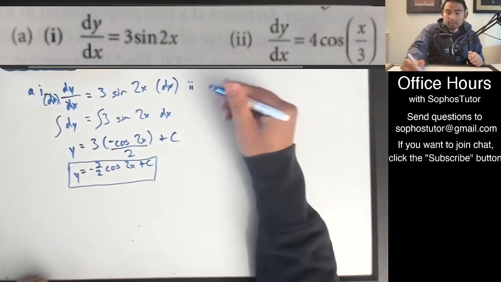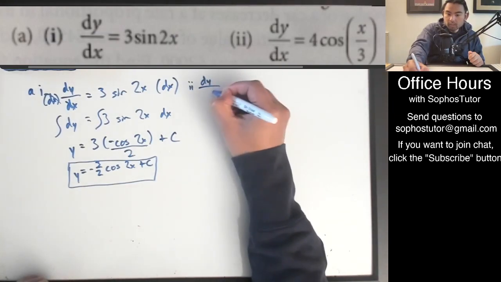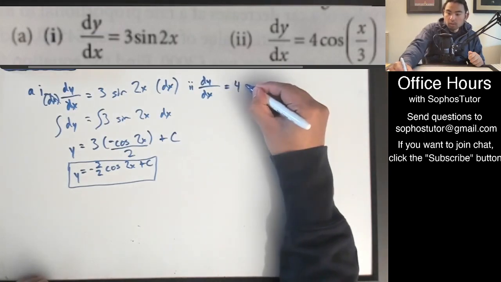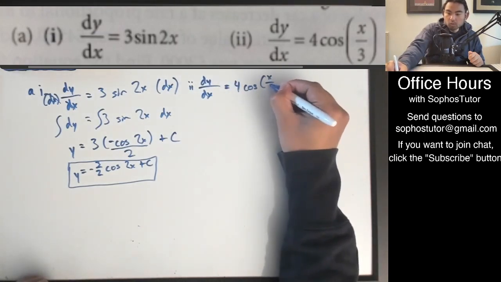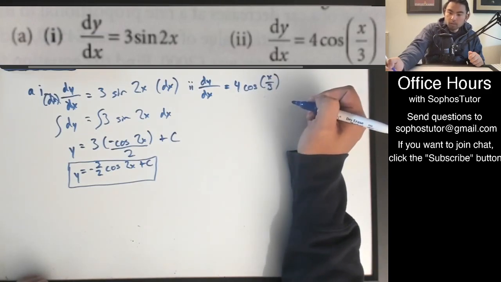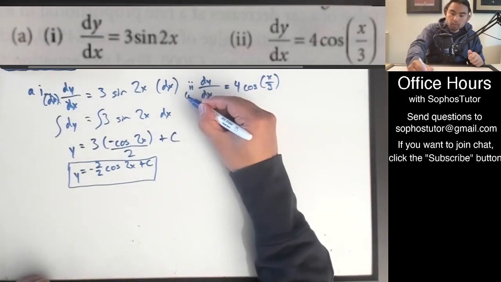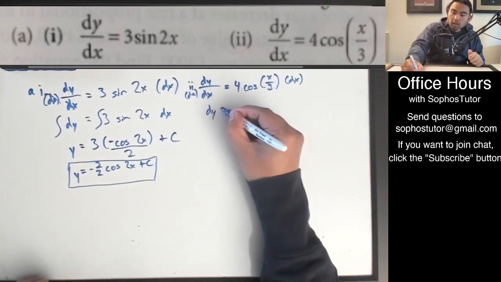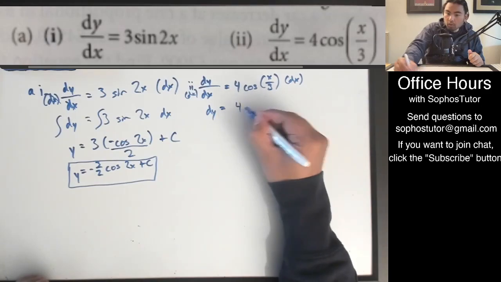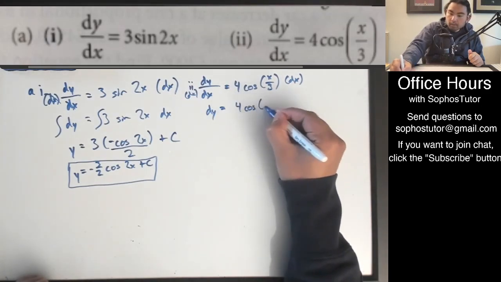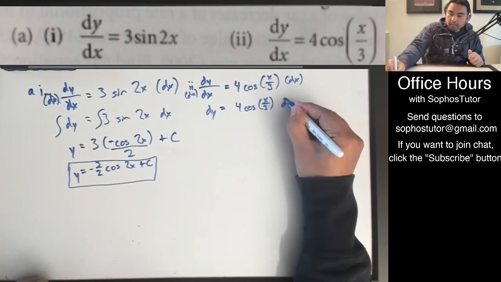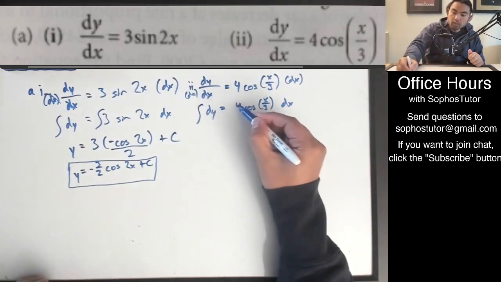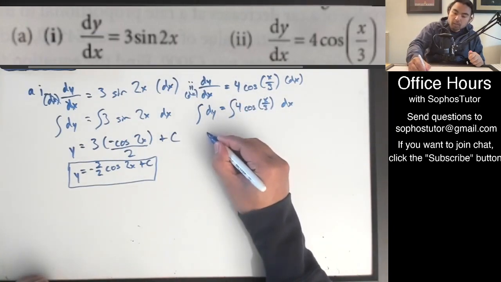Going on to A2, we have dy over dx is equal to 4 cosine of x over 3. All right, now to solve this, again, we're going to multiply dx on both sides of the equation. So we'll now have dy is equal to 4 cosine of x over 3 dx. We now have x's and y's on both sides of the equation. We will now integrate both sides. Left side we will get y.